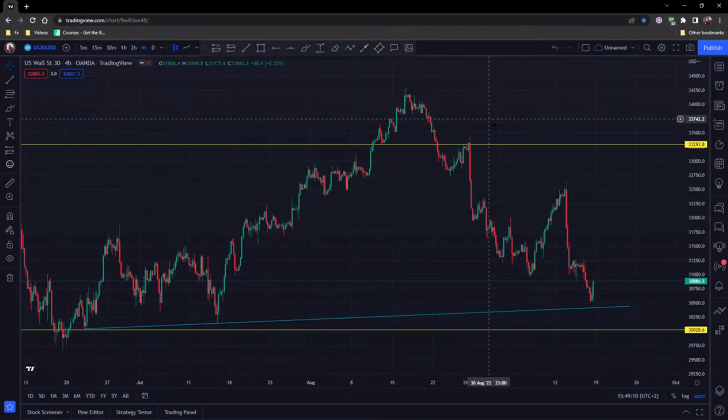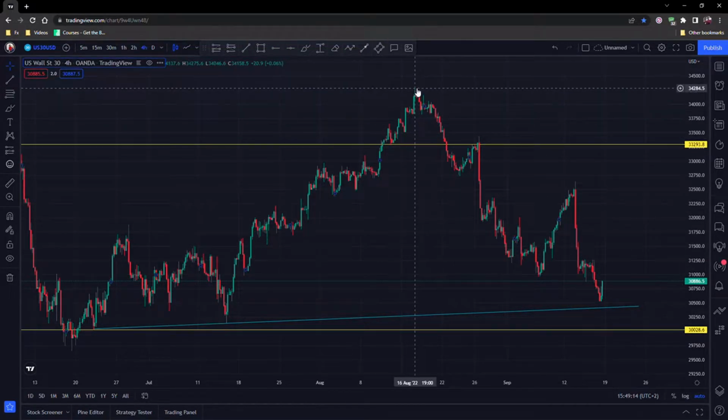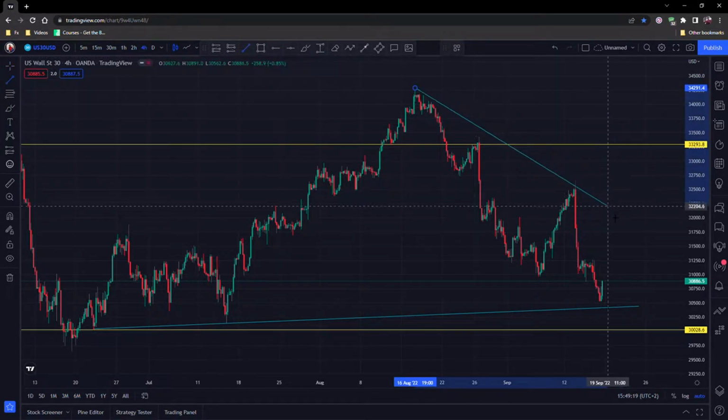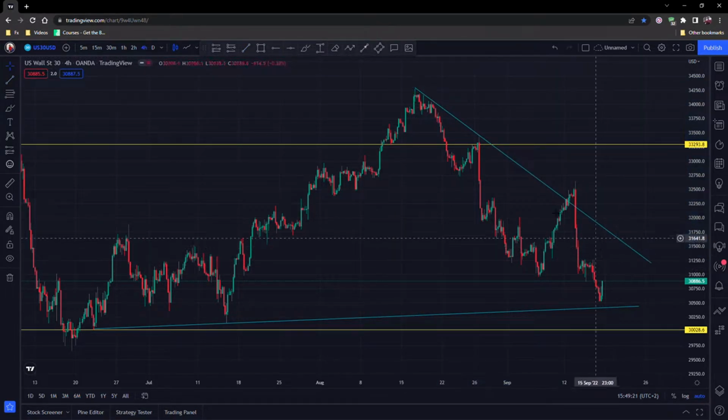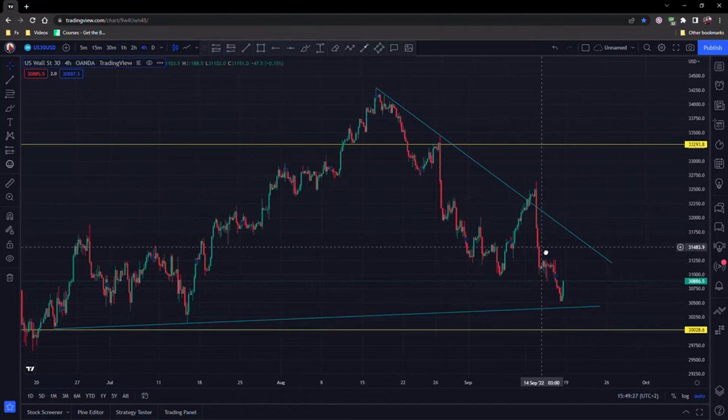But you can see that we're coming back for a retest. As you can see, that area right there, we're coming back for a retest. You can see we had our first touch, second touch. We had that false breakout right there, but we did come back, and you can see that.